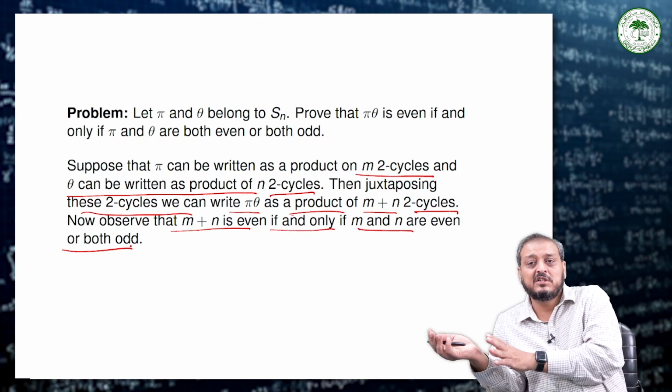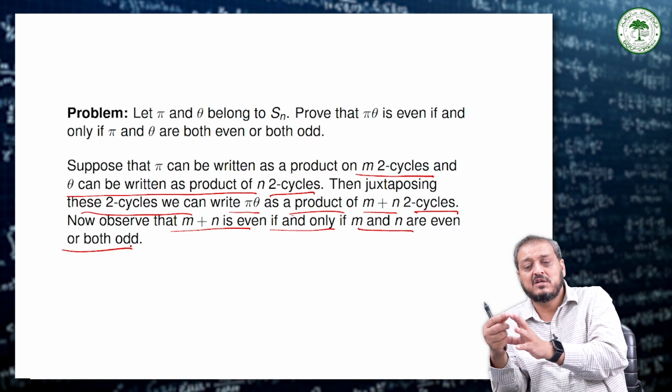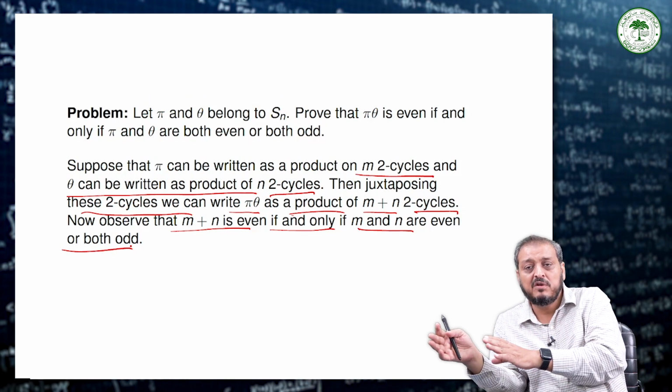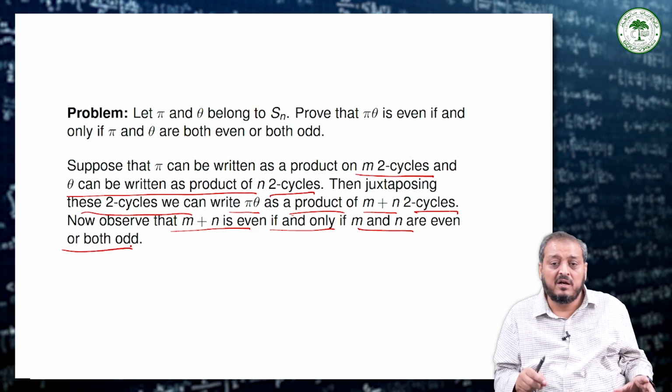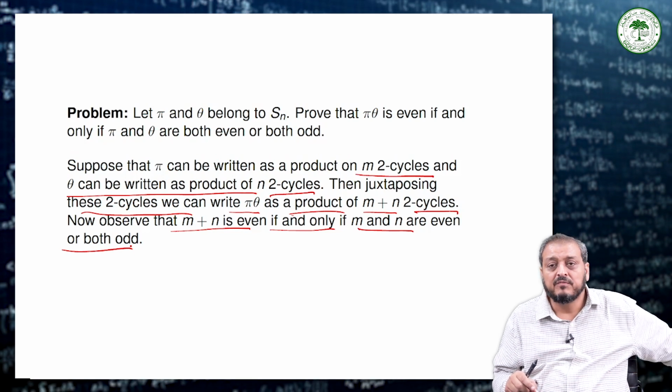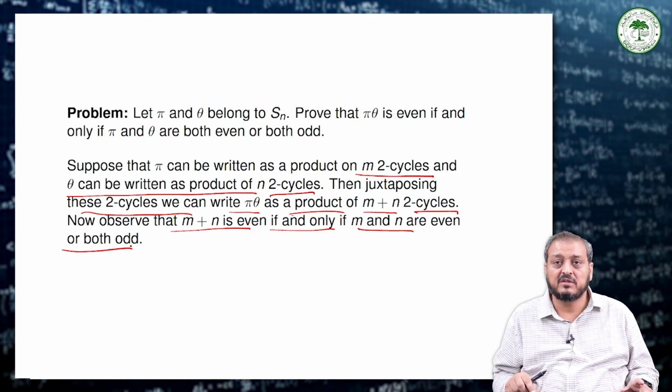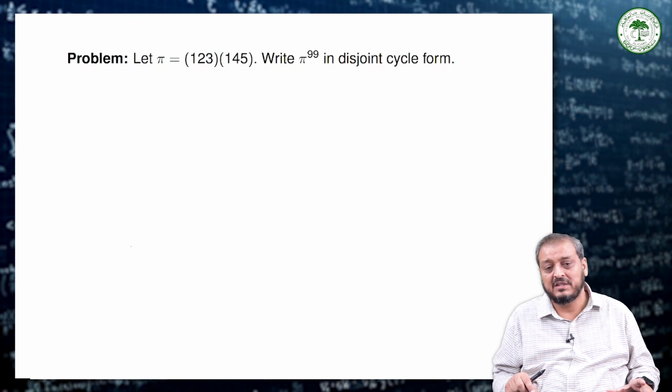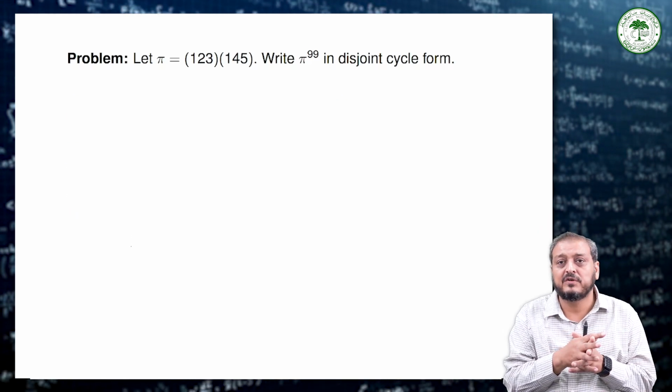So m plus n is even only in the case that m and n are both even, or both odd. The proof is very trivial, we can just say that. So I just take the last problem of today's lecture.